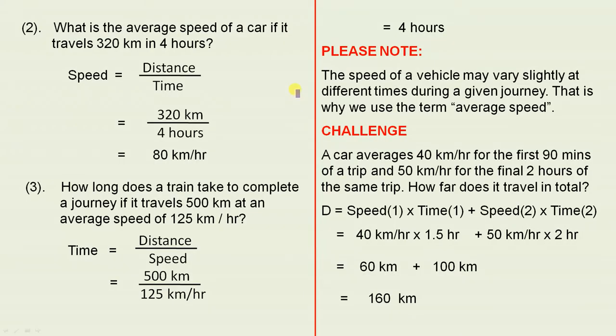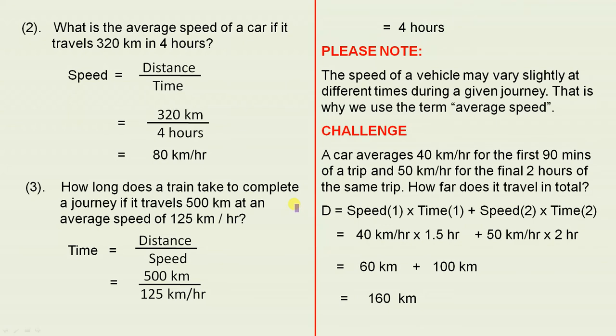Number 2. What is the average speed of a car if it travels 320 kilometres in 4 hours? Speed equals distance over time, which is 320 kilometres over 4 hours, so the speed is 80 kilometres per hour.